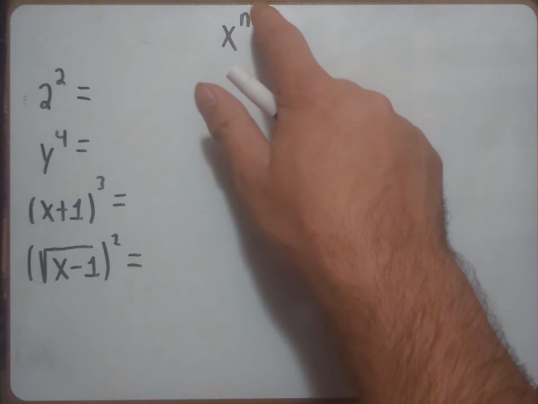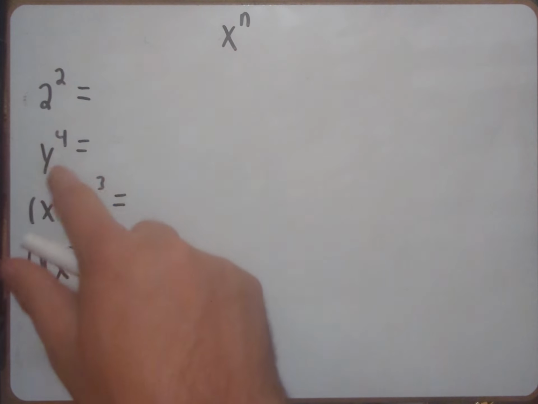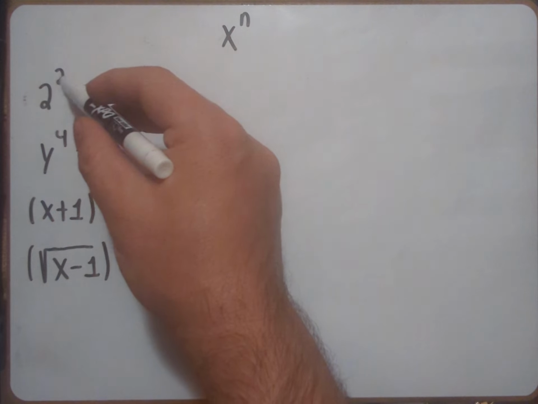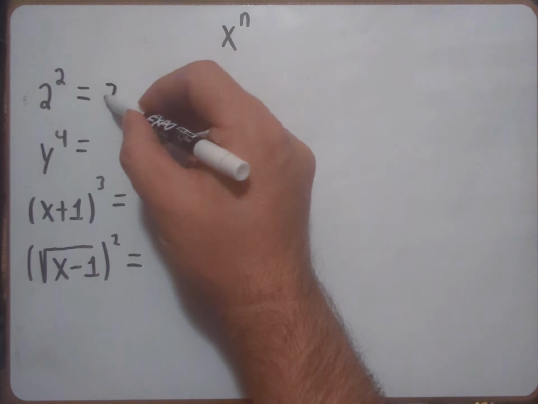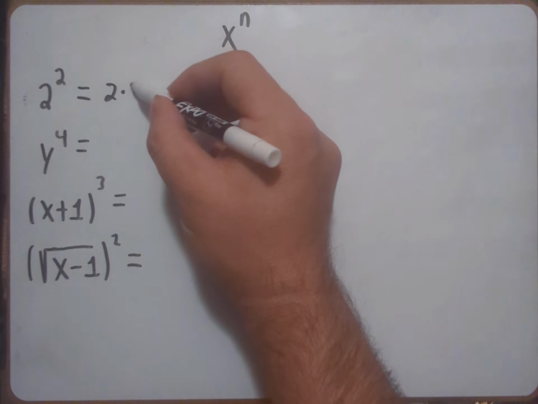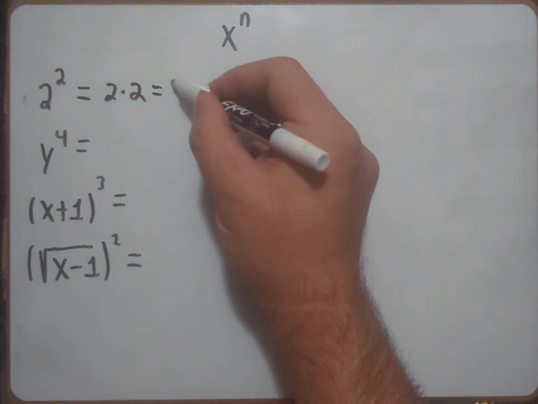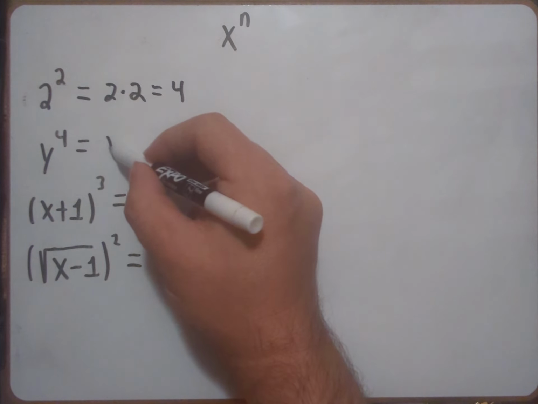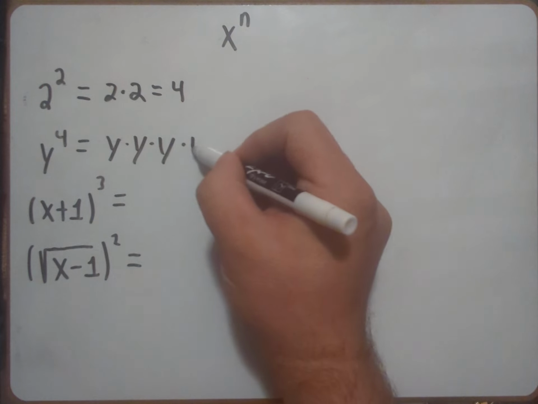So x to the power n. Here we're just going to focus on what this means and not really simplifying the problems. So 2 to the power 2, we take the bottom number and we just multiply it by itself 2 times. And that's an easy one, that's just 4. So here, y to the power 4, we write out the bottom number and we multiply it by itself 4 times.